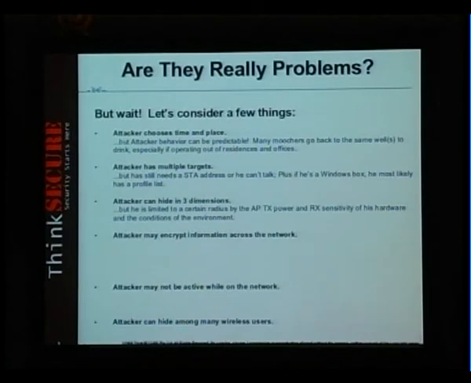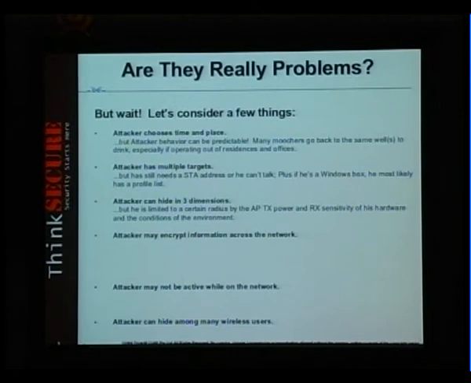Now, he can hide in 3 dimensions. But he is limited by a couple of things, right? The access point's transmit power is one of them. The sensitivity or the receptiveness of his wireless card. Now, if he's beyond a certain range, obviously he won't be able to communicate with the access point. So he has to be within a certain radius. Now, he may be able to use an extended range antenna to connect from maybe up to 1 kilometer away. But this is essentially no defense.